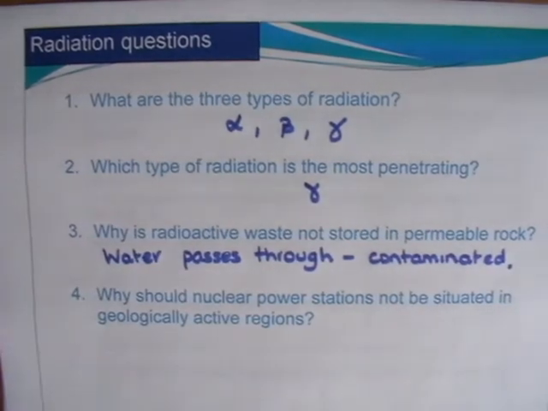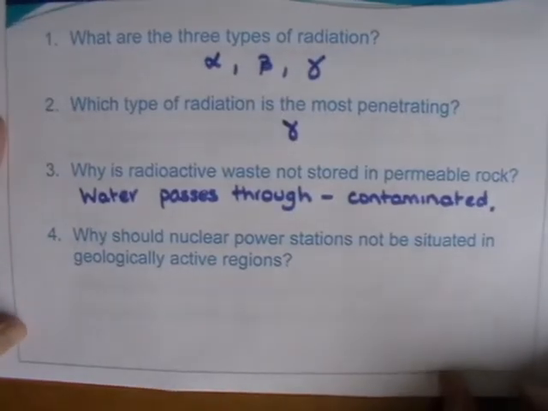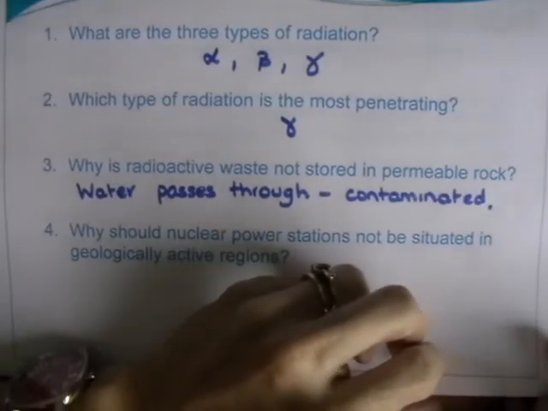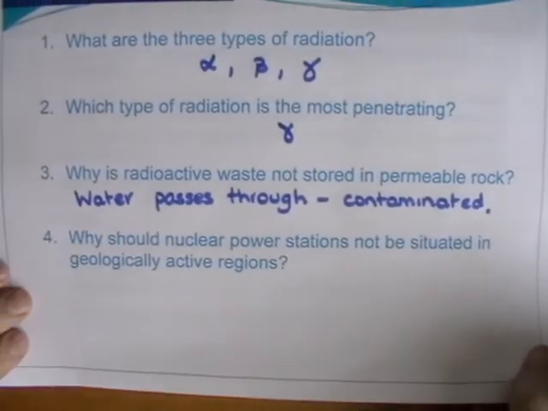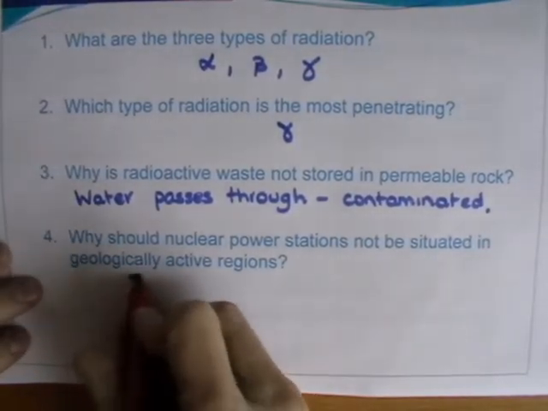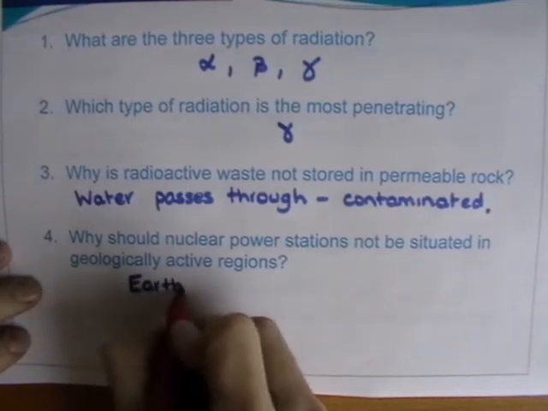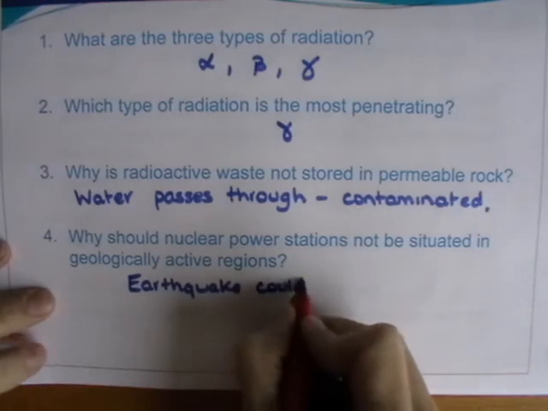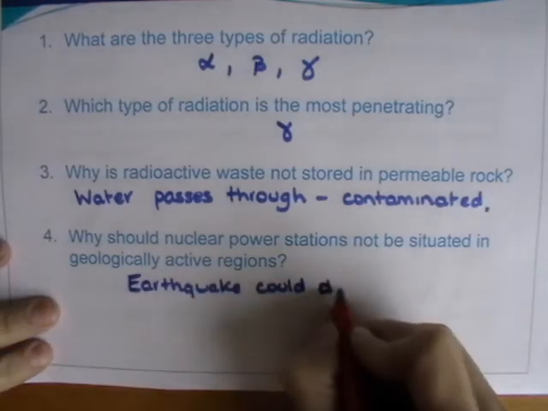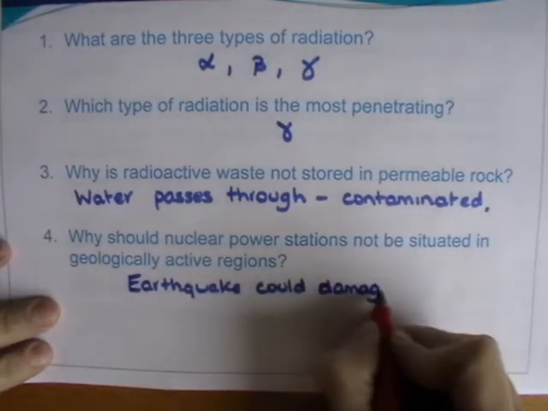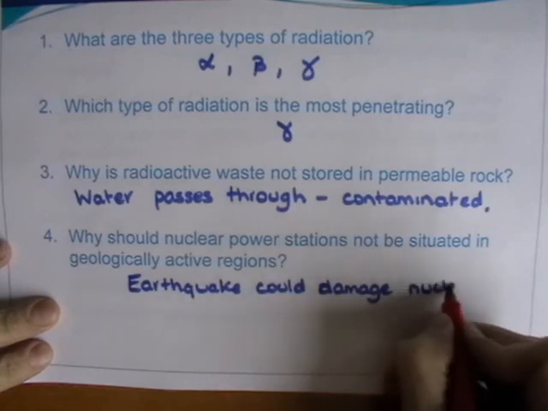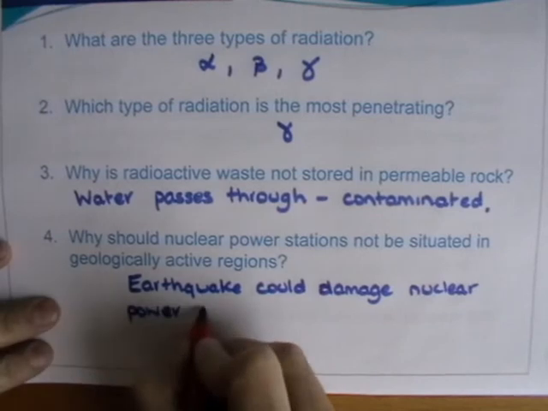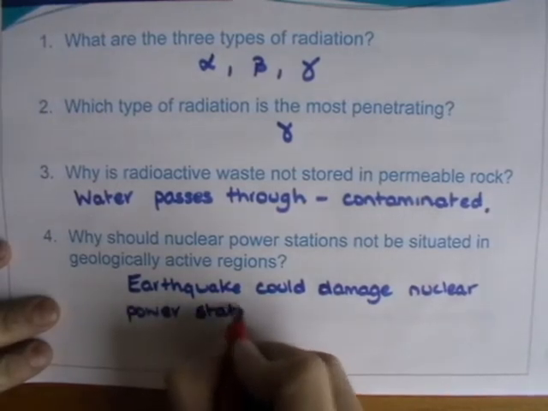And that's a problem. Why should nuclear power stations not be situated in geologically active regions? In other words, regions where there are earthquakes and volcanoes. An earthquake could damage a nuclear power station, and that could be potentially very dangerous, and could cause a leak.